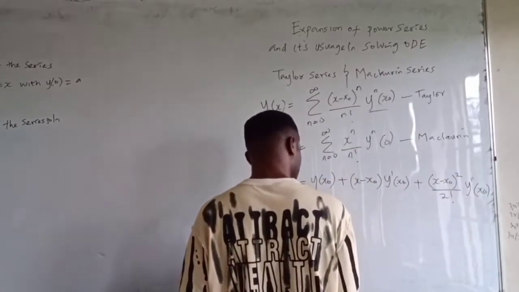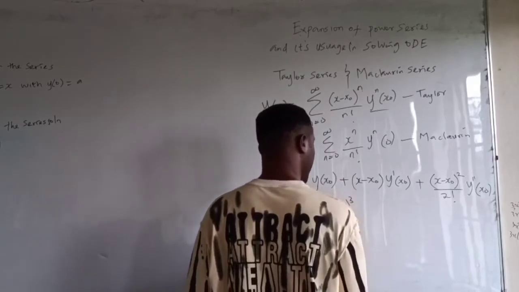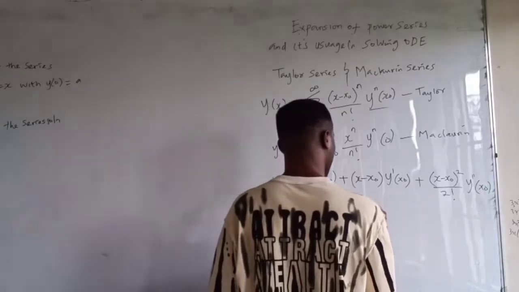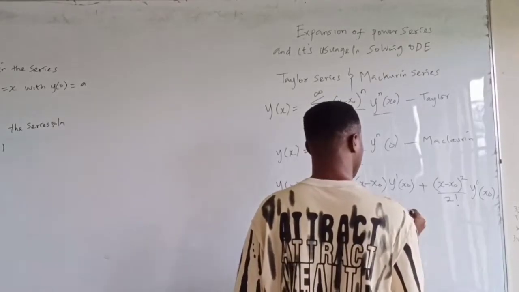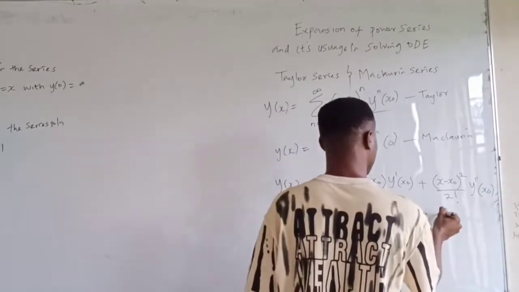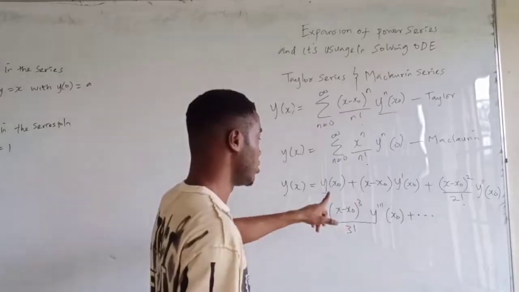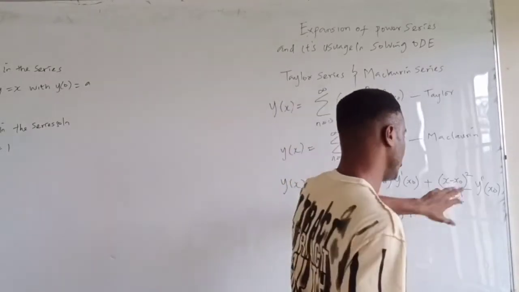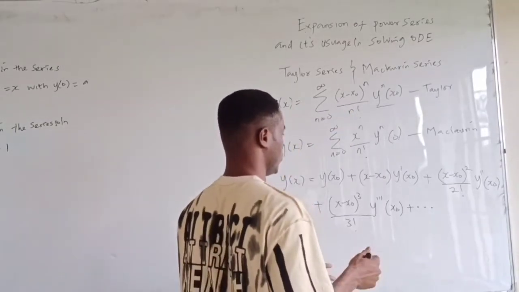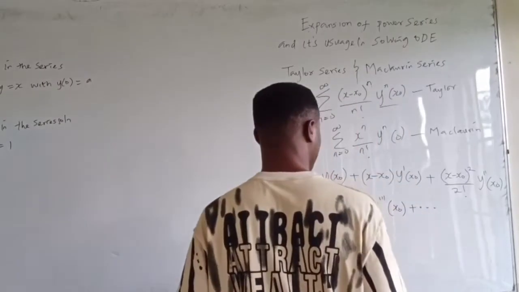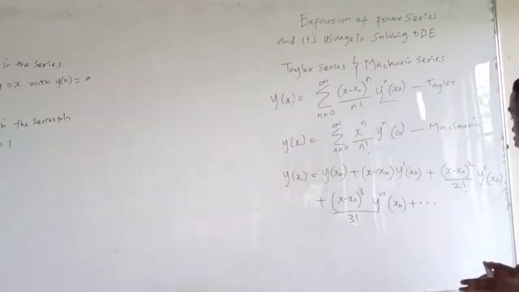Then for the fourth term, we're going to have (x minus x naught) raised to the power of 3 divided by 3 factorial, times y triple prime of x naught. This series continues to infinity. In the case where you want to expand the Maclaurin, wherever you see x naught, you are going to input 0. So that's the difference between Maclaurin and Taylor. I will solve questions to elaborate more on how to use this series expansion to solve ordinary differential equations.